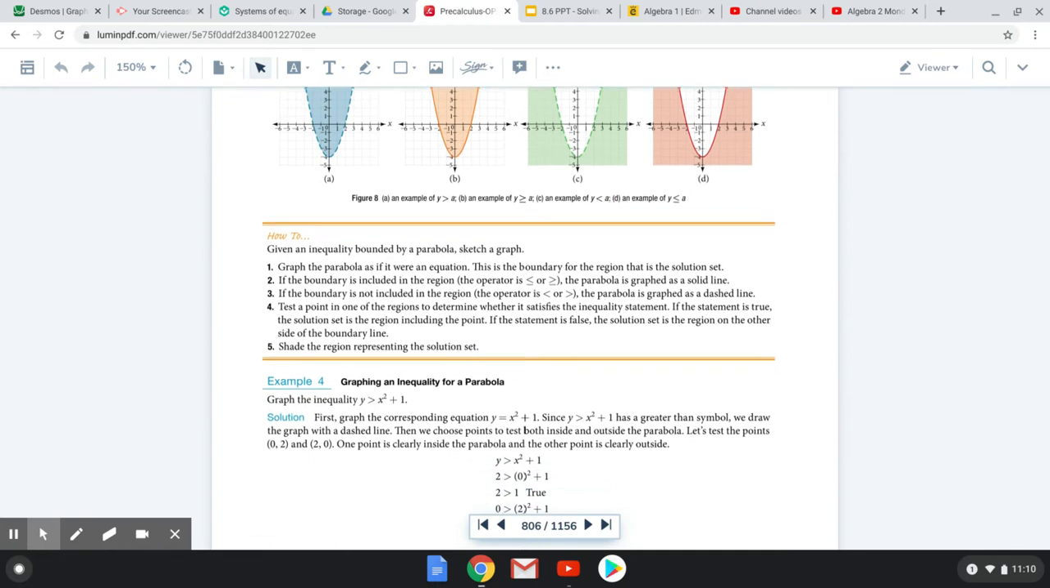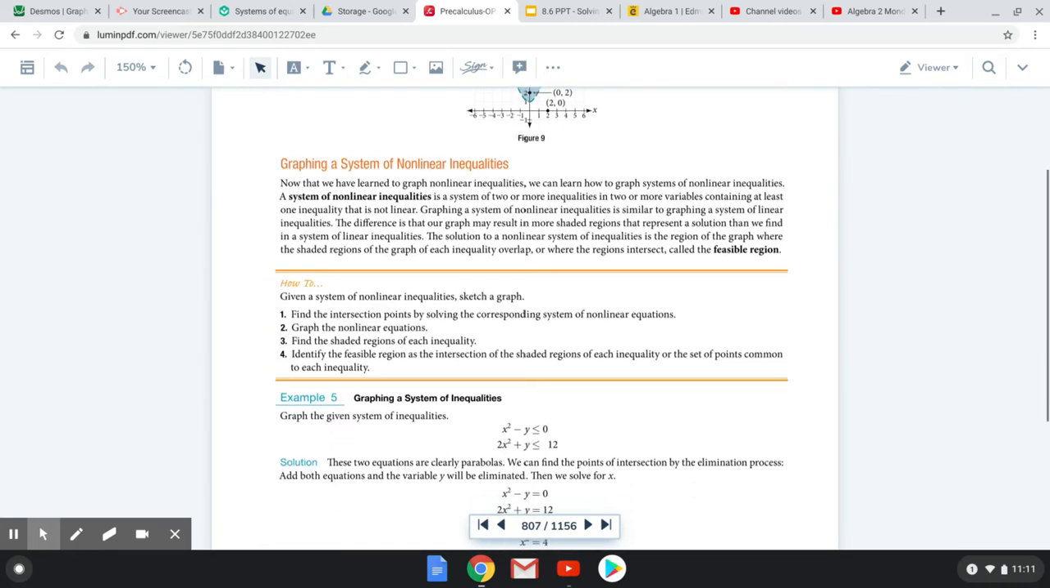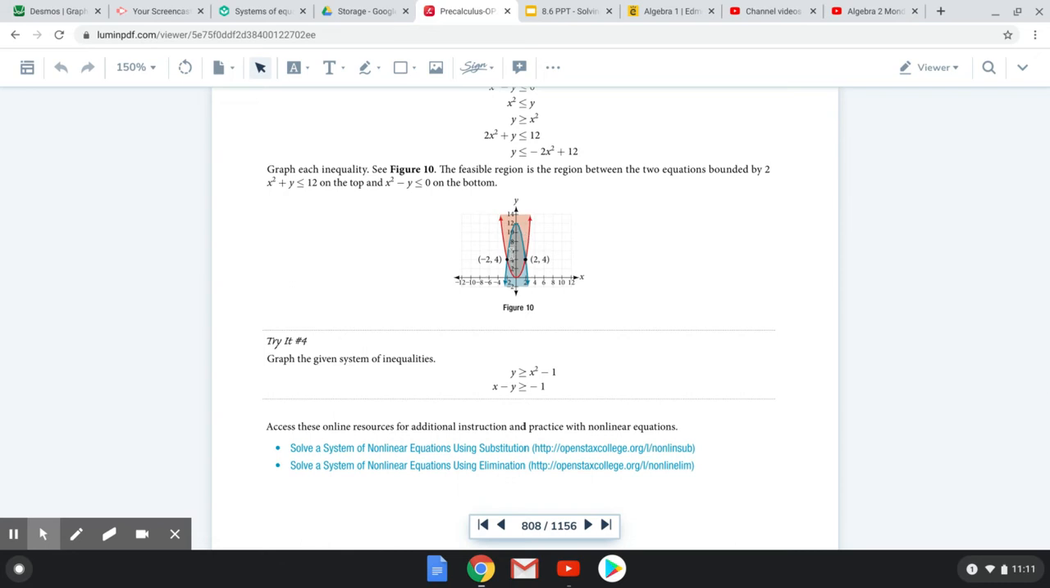And then for systems of inequalities, you just graph the parabolas like normal, you do the shading, and then your solution set is going to be the part where the two shading pieces overlap. So in this situation, they're both inside the parabola. So the solution set is the part where it's inside both parabolas.